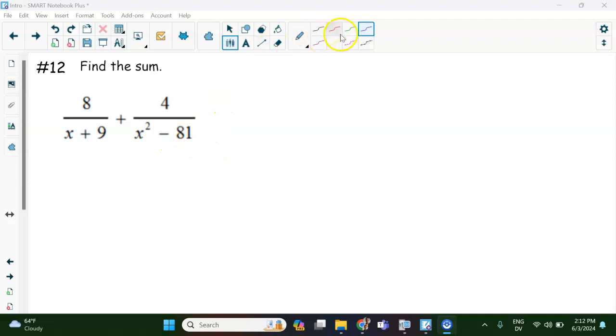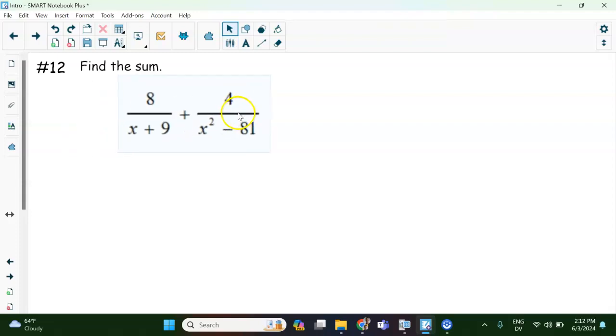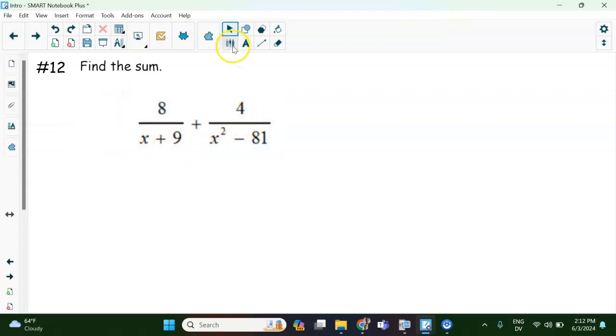Okay, one more here to do, just do an add one. And the tricky thing about adding fractions or rational expressions is you need to make the denominators match. Okay, so again, I'd pause the video and try this before watching the solution.